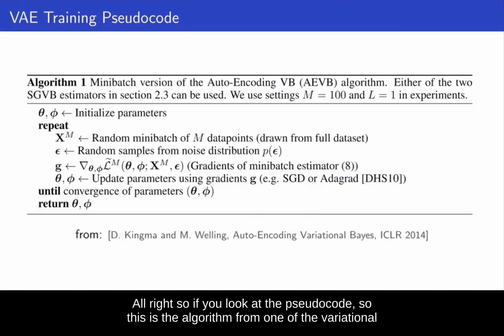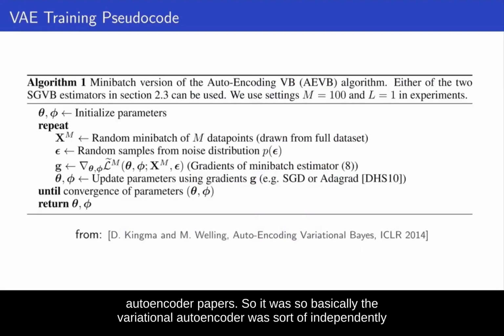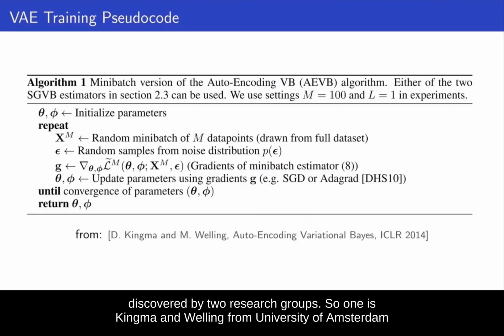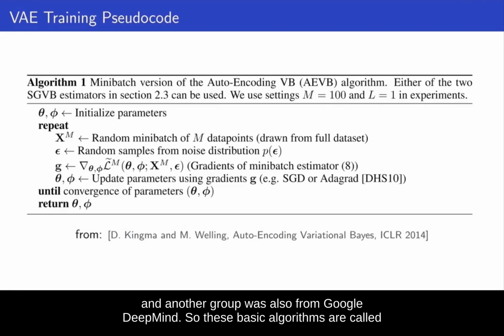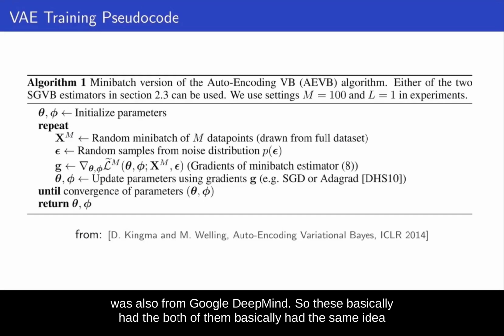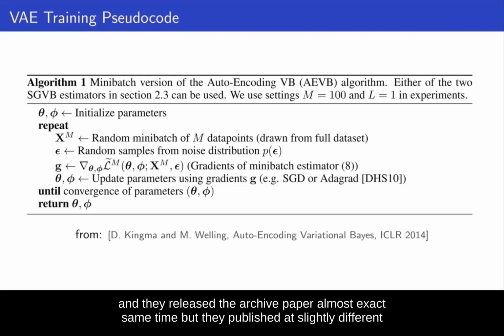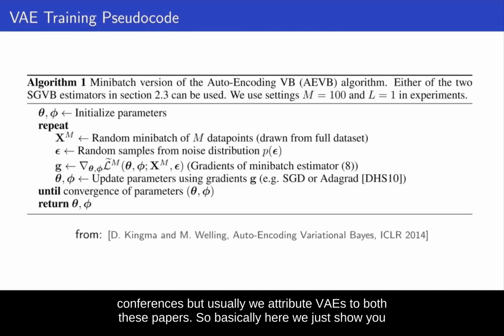All right, so if you look at the pseudocode, this is the algorithm from one of the variational autoencoder papers. The variational autoencoder was sort of independently discovered by two research groups. One is Kingma and Welling from the University of Amsterdam, and another group was also from Google DeepMind. Both of them had the same idea, and they released the arXiv paper almost exactly at the same time. But they published at slightly different conferences. Usually we attribute VAEs to both of these papers.